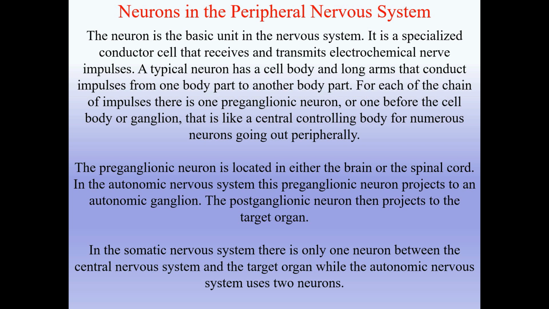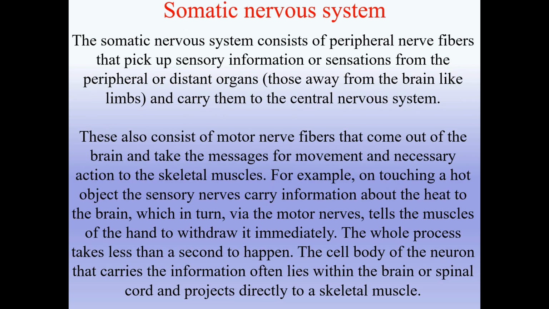In the somatic nervous system, there is only one neuron between the central nervous system and the target organ, while the autonomic nervous system uses two neurons. Somatic nervous system. The somatic nervous system consists of peripheral nerve fibers that pick up sensory information or sensations from the peripheral or distant organs and carry them to the central nervous system. These also consist of motor nerve fibers that come out of the brain and take the messages for movement and necessary action to the skeletal muscles. For example, on touching a hot object, the sensory nerves carry information about the heat to the brain, which in turn, via the motor nerves, tells the muscles of the hand to withdraw it immediately. The whole process takes less than a second to happen. The cell body of the neuron that carries the information often lies within the brain or spinal cord and projects directly to a skeletal muscle.